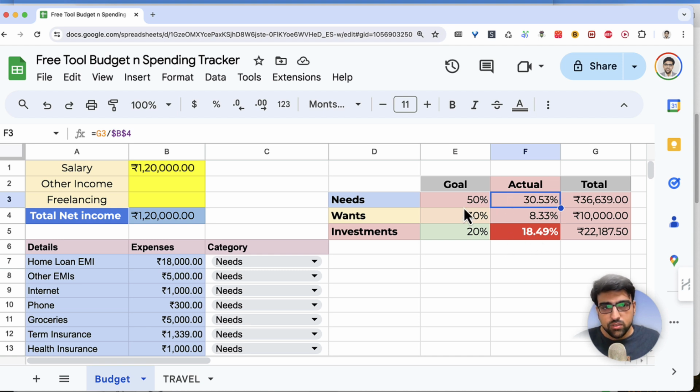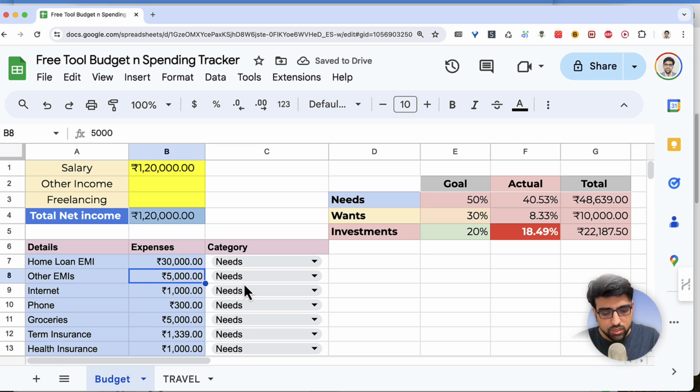If it is going above this number, so for example, if my home loan EMI for a particular month is 30,000, and my other EMI is also, let us say, 15,000, right?